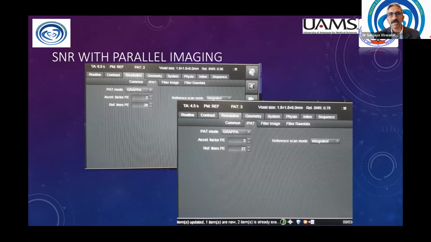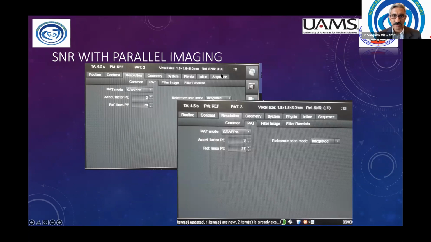How does this convert in terms of our usage of parallel imaging? This is a little bit of a blurry slide, but we had to take it from a screenshot. And you can see here that we're using the PAT mode GRAPPA, which is the k-space domain parallel imaging technique. We're using an acceleration factor of 2.